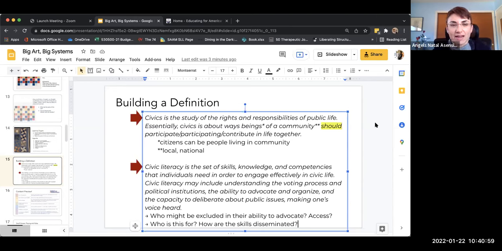Another thing I wanted to mention about the definition is that civics or civic literacy here really focuses on voting process, political institutions, organize, advocate, but it doesn't say anything about relating to each other. And that's also civics, from my point of view. Thank you. That's really valuable.